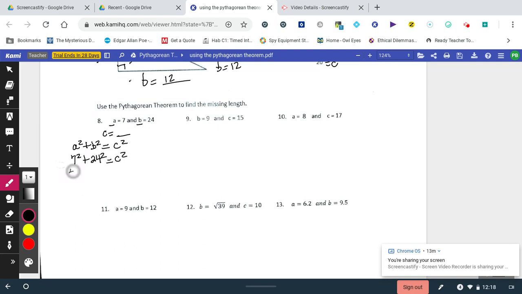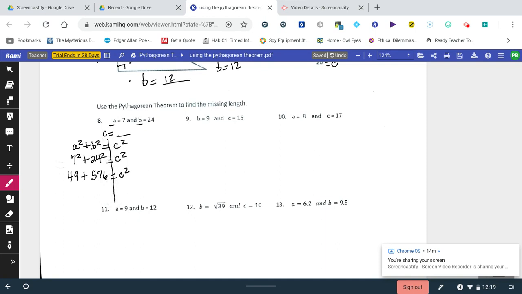Well, 7 squared is 49. Okay, let me erase that because that definitely doesn't look like a 49. All right, I'll try to get it back. All right, 49, that looks much better. And 24 squared, I think, is 576 equals C squared, okay?